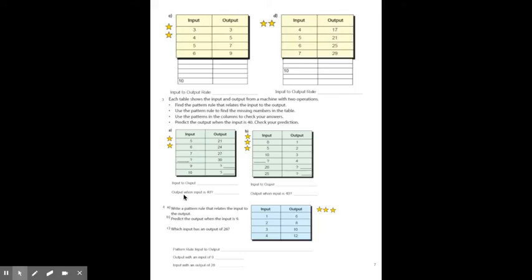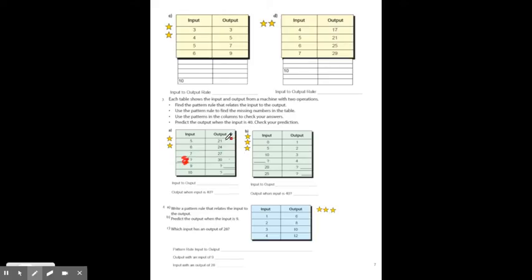Now the next one, they want you to fill in these blanks. Do your input to output rule. What is the output when it's 40? Well, I notice it goes 5, 6, 7. These are going up by 1. So I know that 7 plus 1 is going to be 8. So I'm going to stick an 8 here. That's a bad 8, but it's an 8.